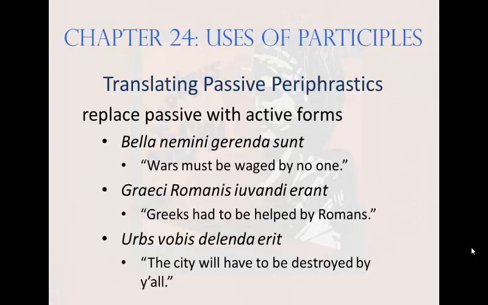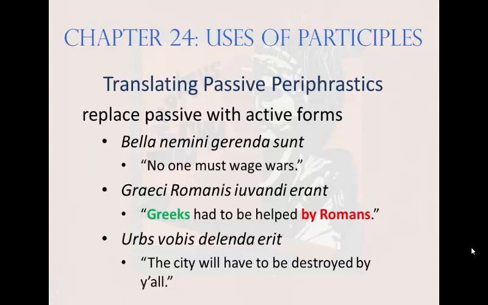let's practice converting passive periphrastics into active voice constructions in English without changing the meaning of the sentence. Start with the first sentence. Bella nemini gerenda sunt. Literally, wars must be waged by no one. Change the English sentence to active, please. How do you do that? Well, take the subject in green and make it the direct object. Then take the agent in red and make it the subject. The result is, no one must wage wars, or no one ought to wage wars.